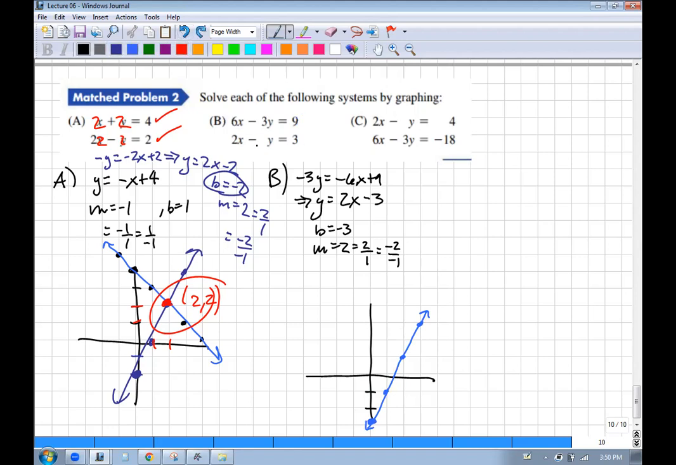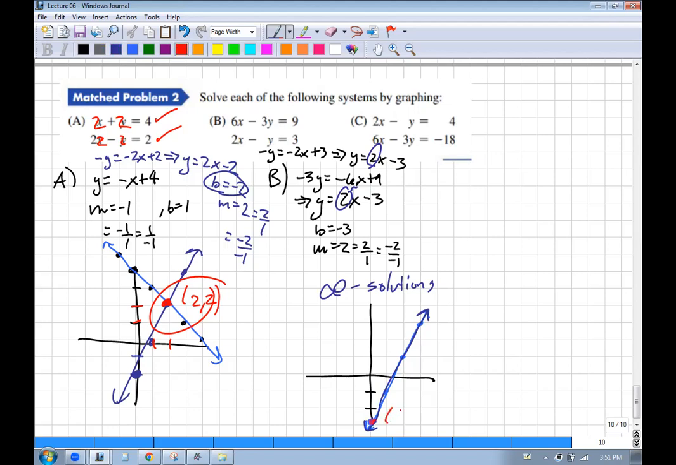Let's look at the second one. I'd move my x's over and then multiply everything by a minus. Looking at this, it is exactly the same as this. So these are the same line. They have the same slope, but they also have the same y-intercept. So there's an infinite number of solutions. Any of these would work.